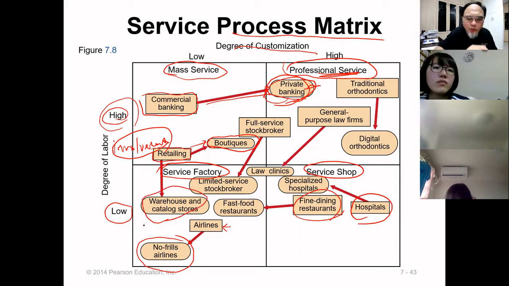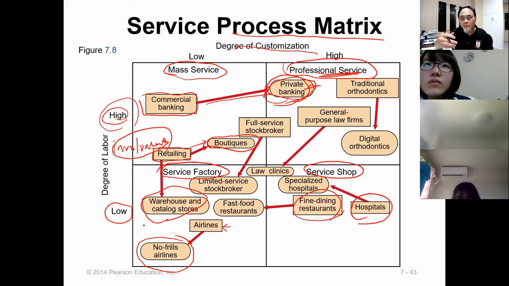Warehouse and catalog shop are also low labor involvement. Warehouse, you go to IKEA. At IKEA, you choose your own and you bring it, there is no one to help you. Everything is instruction. So that's the difference between low degree of labor, low involvement, and the amount of labor that you have. Especially in professional service, you need an expert who can provide personal explanation, personal guidance. But this is general, it's not really fixed.